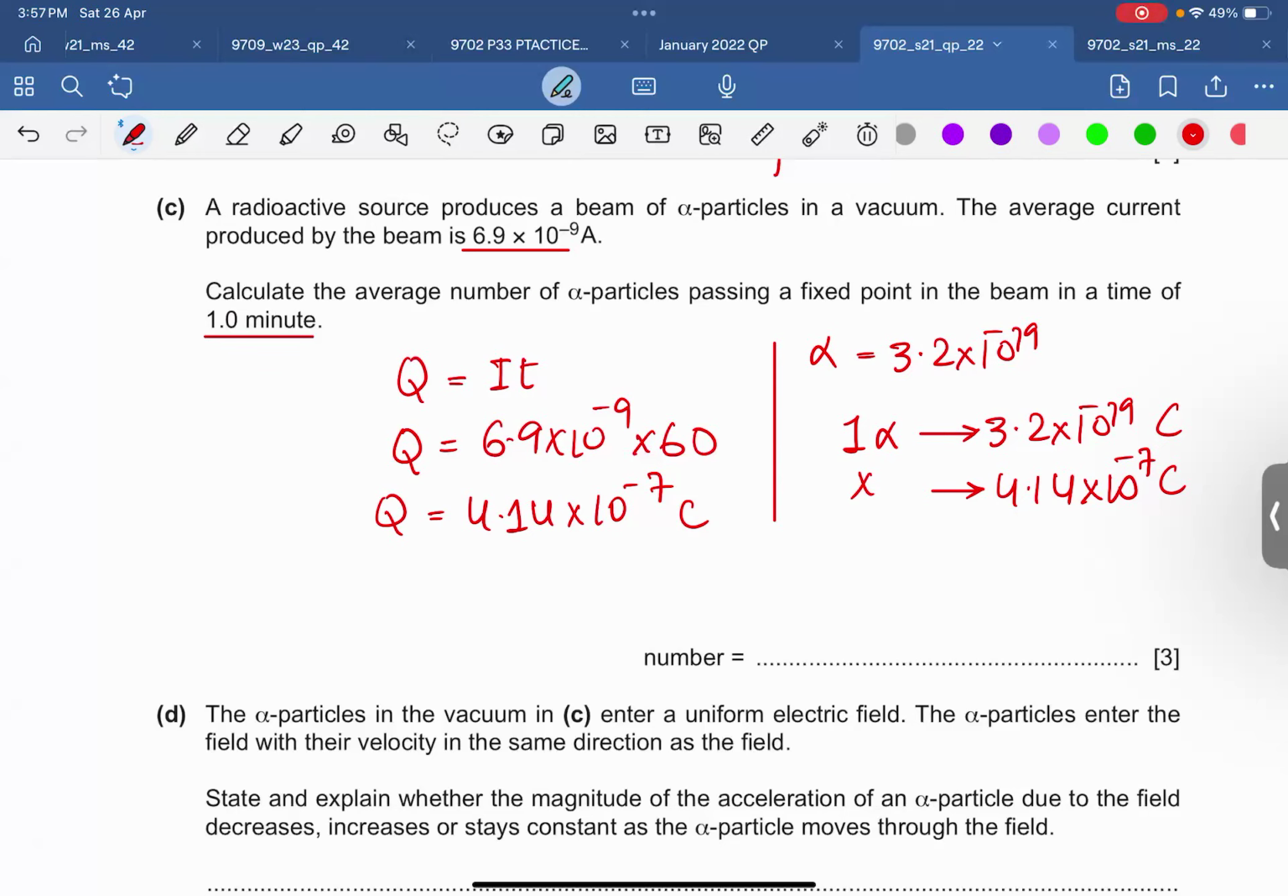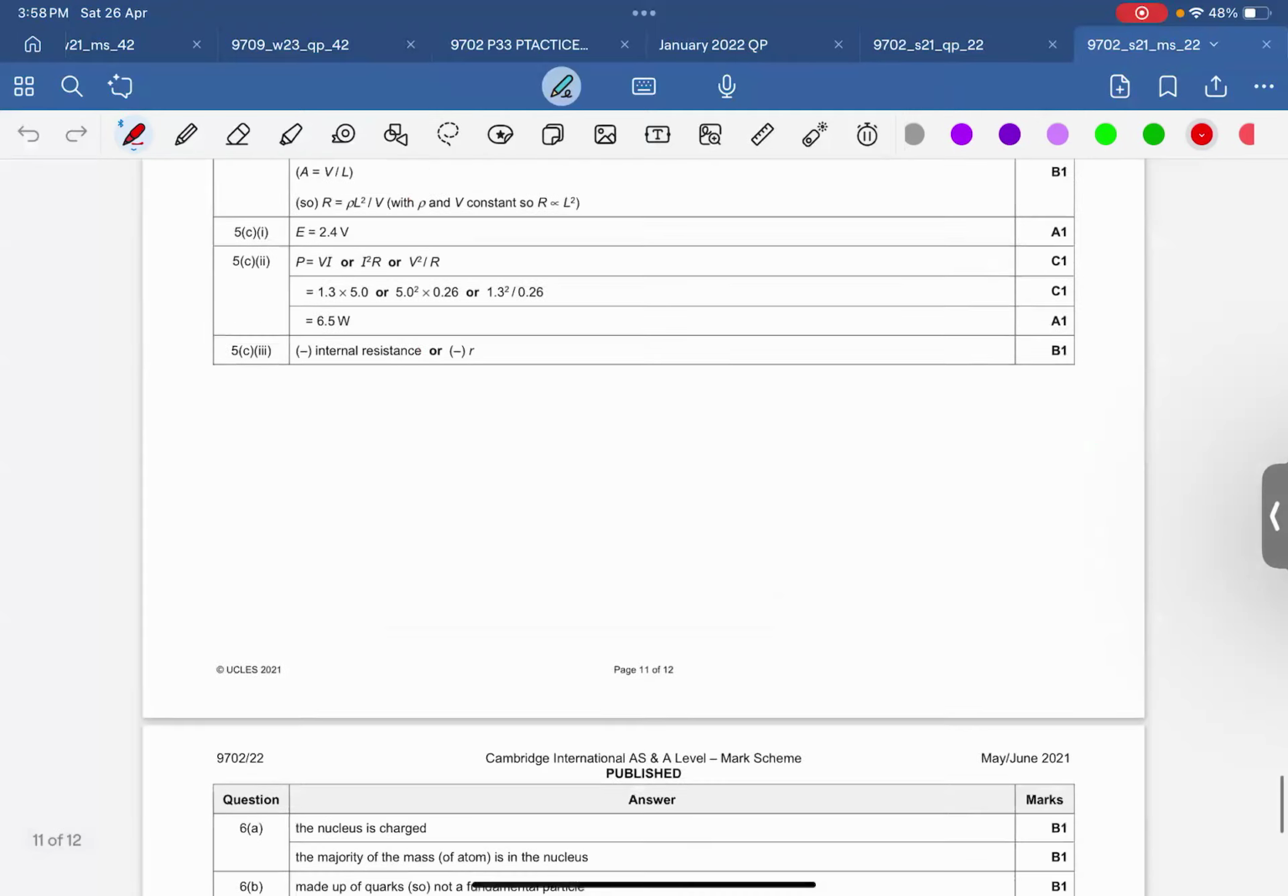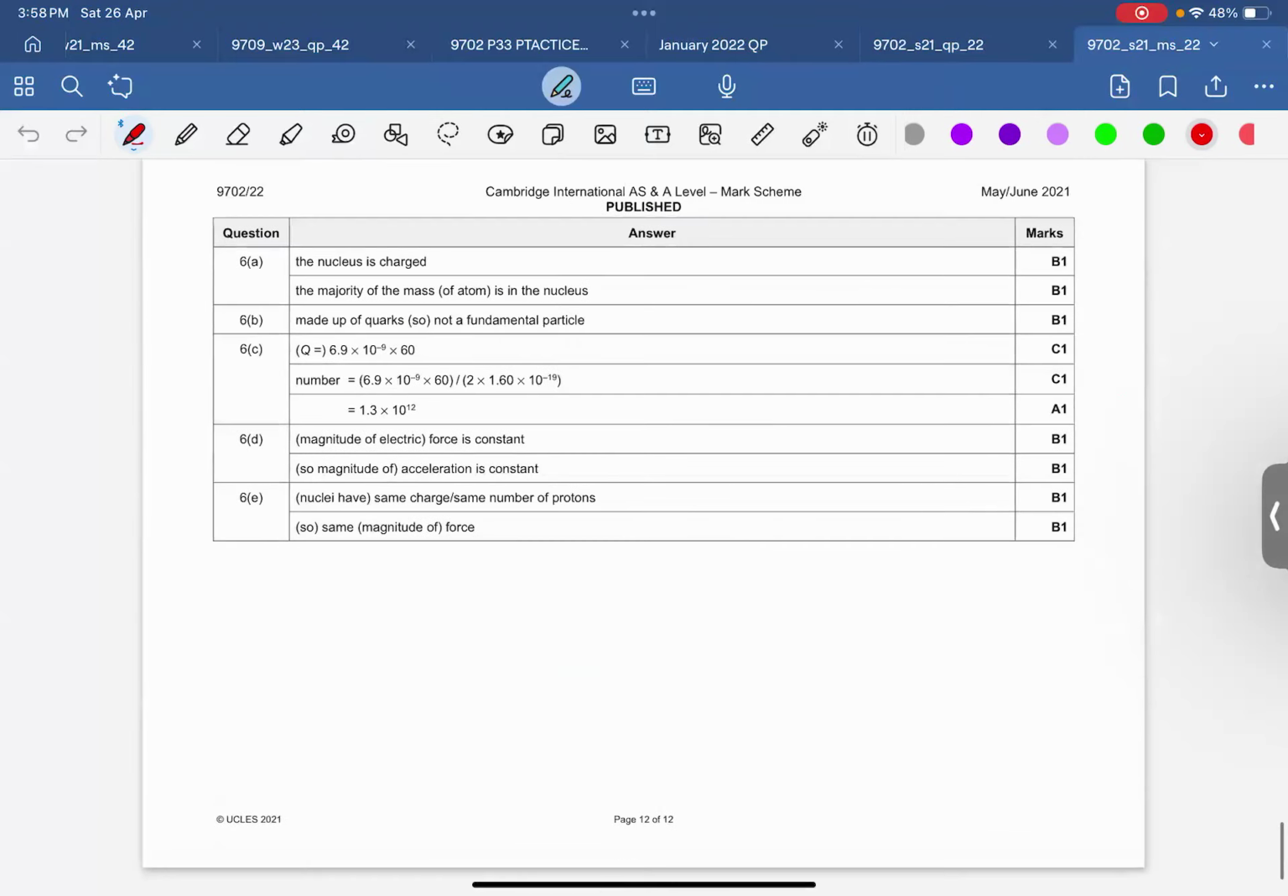So you want x equal to 4.14 times 10 to the power minus 7 divided by 3.2 times 10 to the power minus 19. With 7 and 19, the exponent will be around 12, so 1.29 times 10 to the power 12. About 1.3 times 10 to the power 12, very good, perfect.